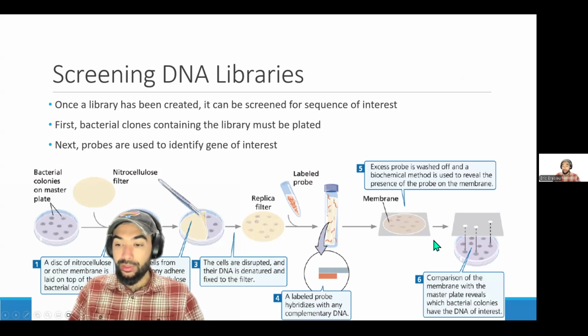Now we have a filter paper where we see highlighted any colonies with the sequence of interest. And then we can map that filter paper back over our original plate and we can isolate those colonies. And so we can see them here. These are the ones that contain the sequence of interest. So let's go ahead and isolate them.